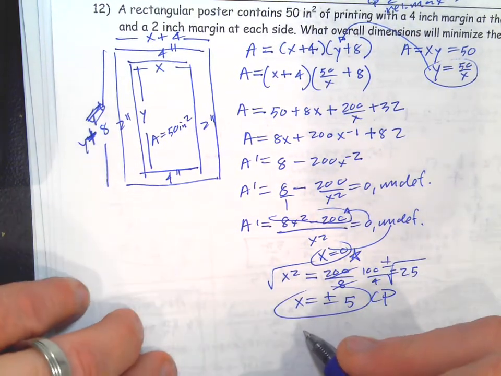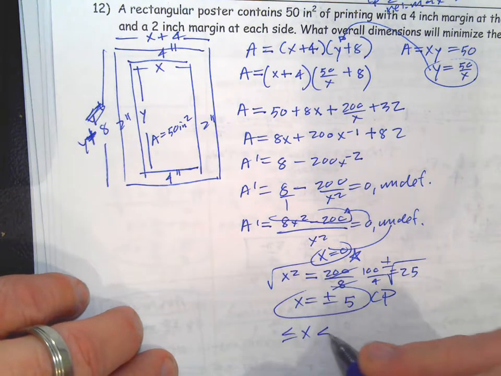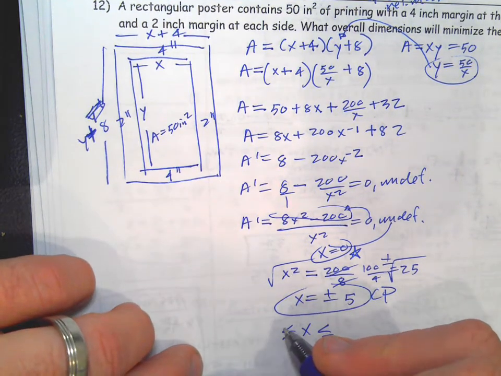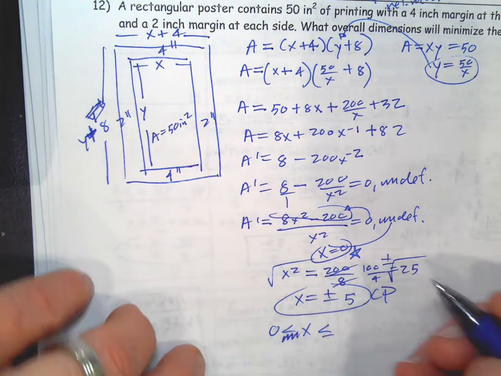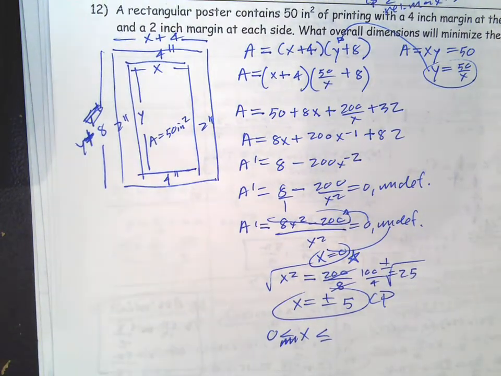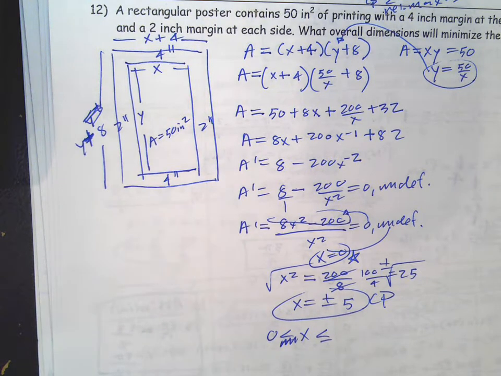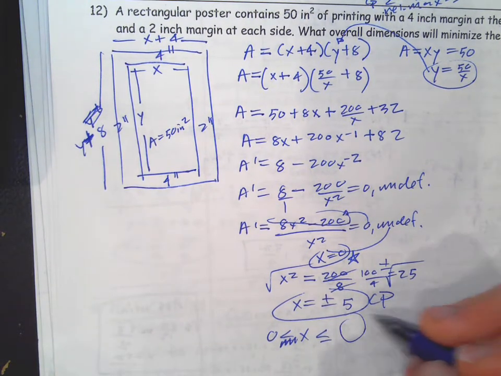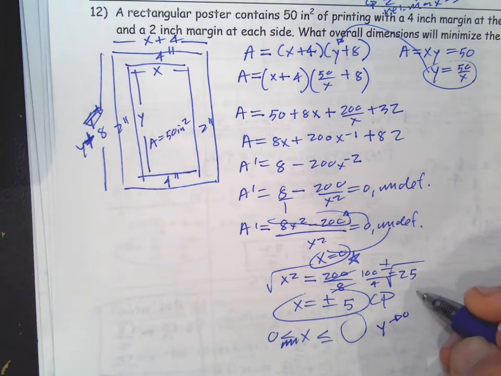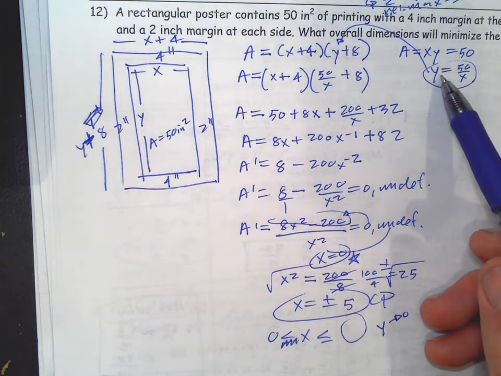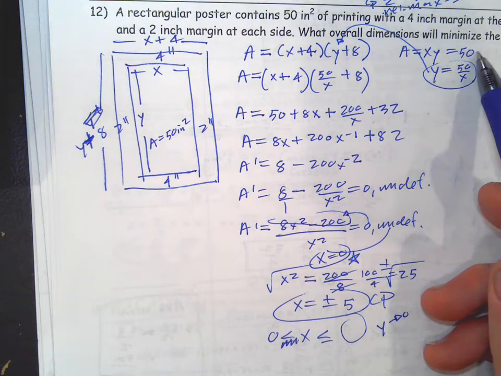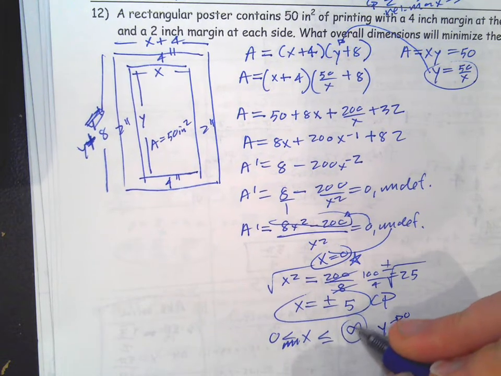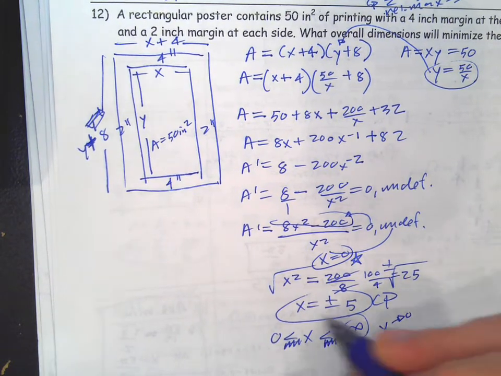Now we've got to figure out what the endpoints are. Could x be 0? No, it can't be, because then you wouldn't have any area inside. It says it has to have 50 square inches there. It can't be 0. What's the biggest y could be? What's the smallest? y could go towards 0 but can't become 0. As y goes to 0, x equals 50 over y, x blows up. So essentially it goes to infinity. So we don't have endpoints.